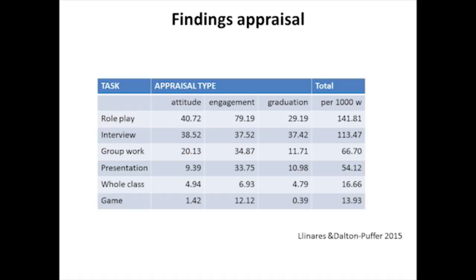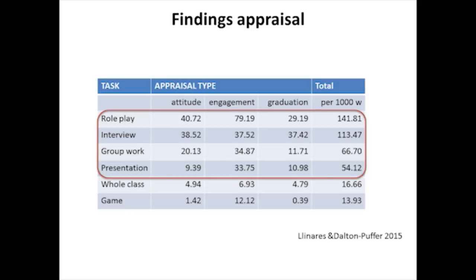In our first study published in 2015, we looked at only the different types of appraisal. And as you can see, the incidence of appraisal per 1,000 words ranges from 140 to just under 14, so the difference is to the power of 10, and there is clearly a group of task types that is much richer in the expression of appraisal on the part of the students than others.